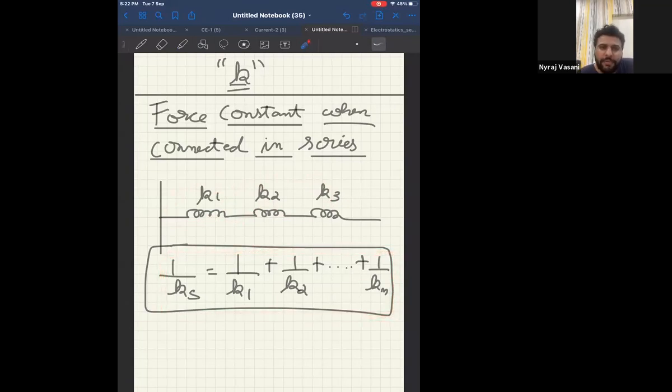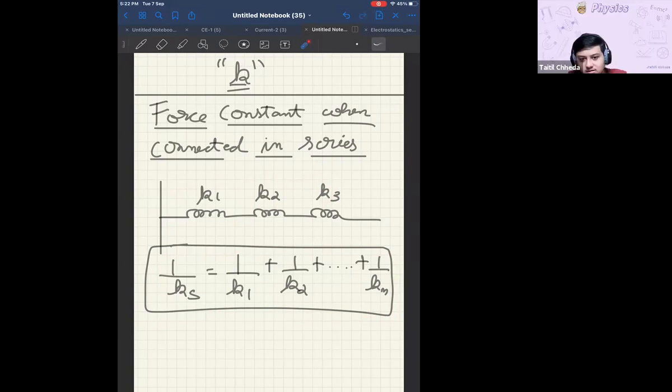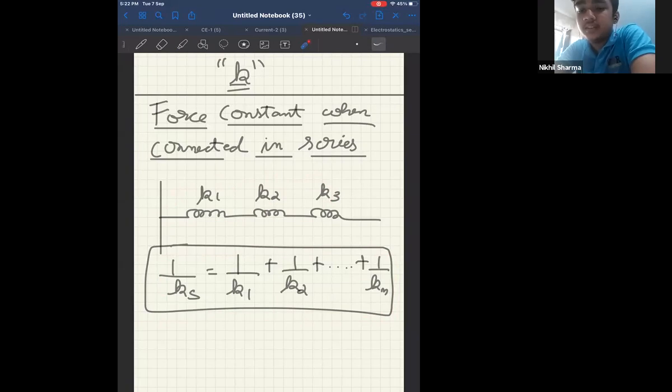Does it look familiar to some other formula? Can I say it looks similar to resistance in parallel? Because for resistance in parallel, we had a formula 1 by Rp equal to 1 by R1 plus 1 by R2 plus 1 by dot dot dot.